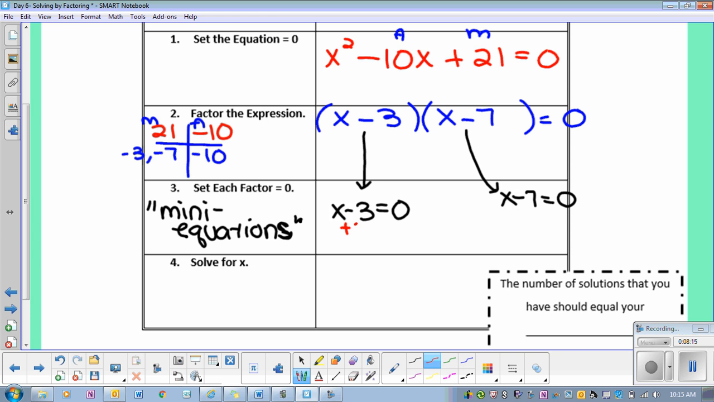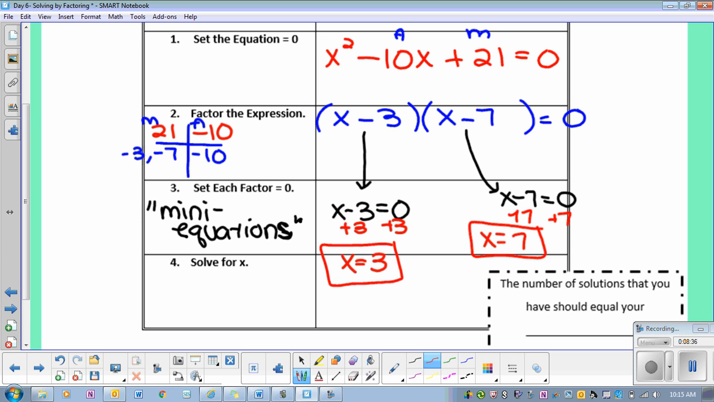Okay, so I need to add the 3. x equals 3. And then on the other side, add the 7. x equals 7. Do you agree?